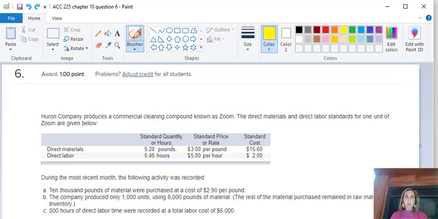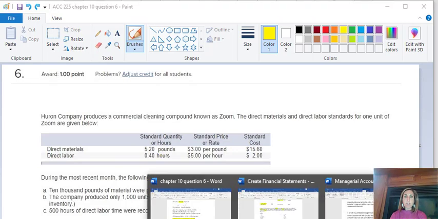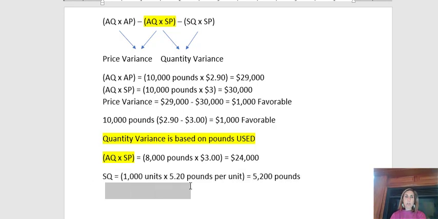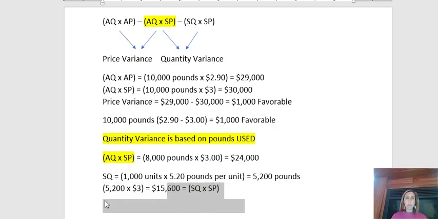They should have used 5.2 pounds per unit. So on my standard quantity, I take 1,000 units and I multiply it by 5.2 pounds per unit. I should have used 5,200 pounds. I will multiply that SQ by the SP, so I'm going to multiply 5,200 pounds by $3. And it says I should have paid $15,600 for that quantity that I should have used.